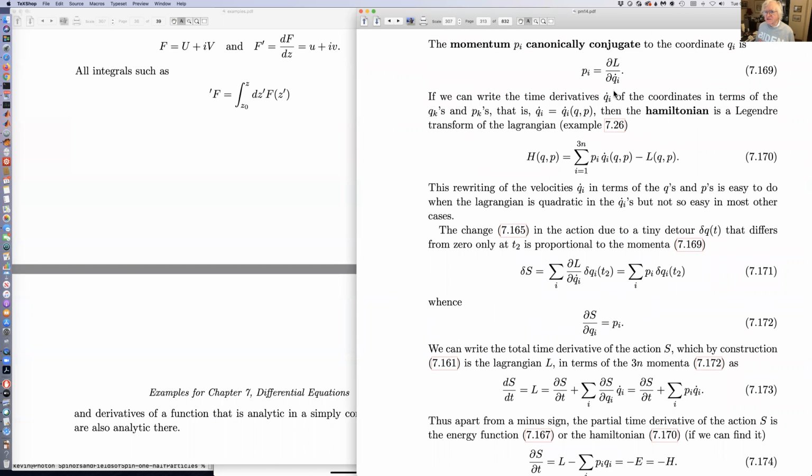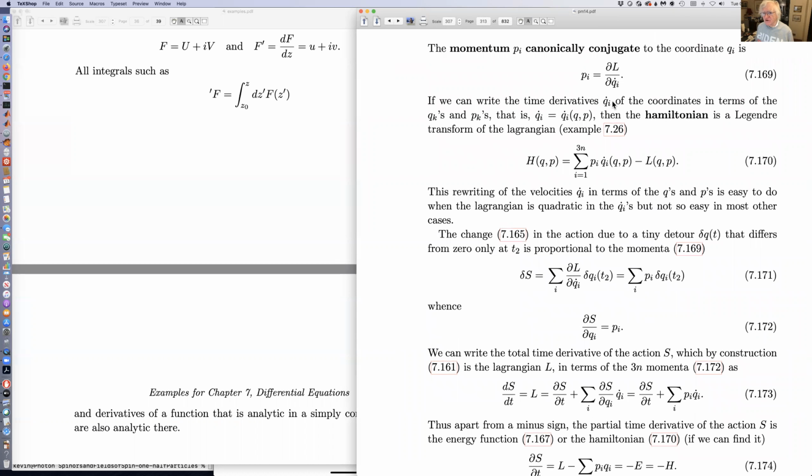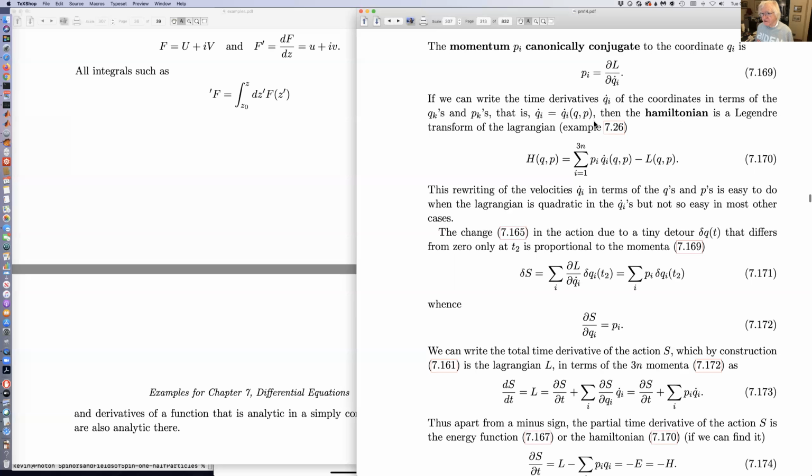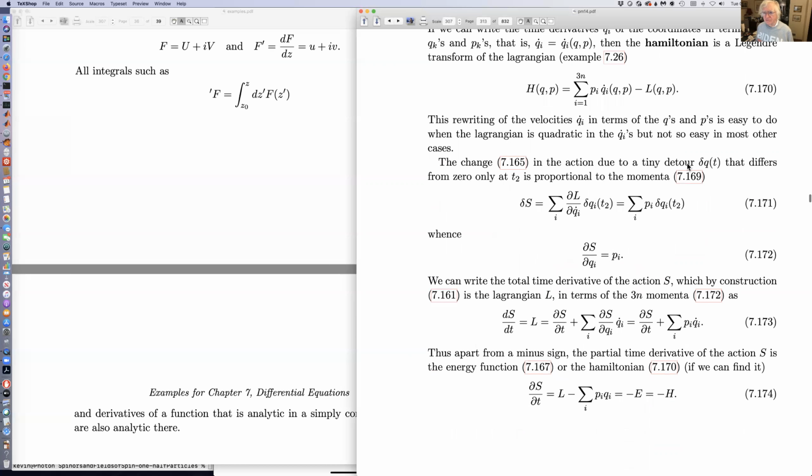The momentum is canonically conjugate to the coordinates, and if we can write the time derivatives of the coordinates in terms of the coordinates and the momenta, then of course we can do this Legendre transform, which we were talking about earlier. H then is PQI dot minus L. This again is easy when the Lagrangian is quadratic in the velocities, but not otherwise.